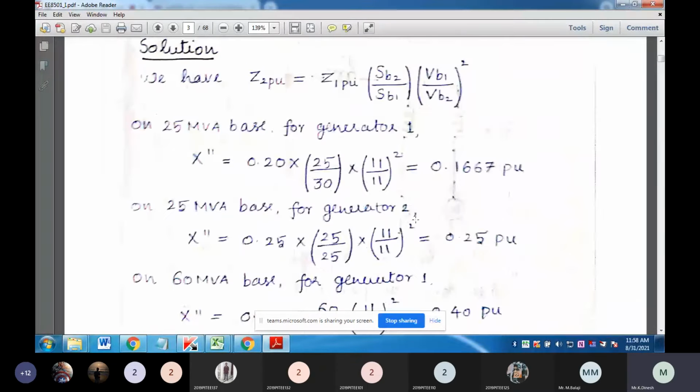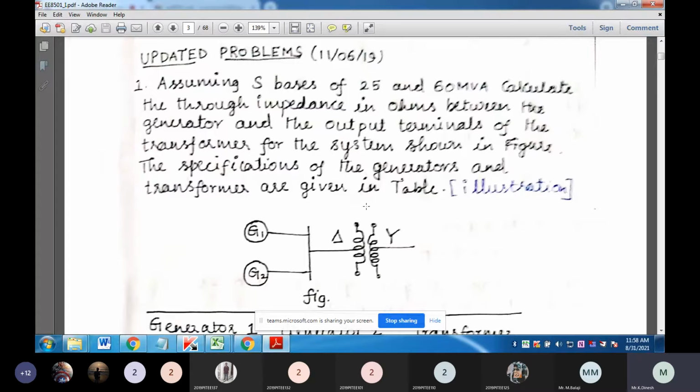So this is the case of illustration. The problem is in the form of illustration type. Previous methods were solving or analyzing methods, but this problem is to illustrate. I just illustrate the performance of 25 MVA as well as 60 MVA here.